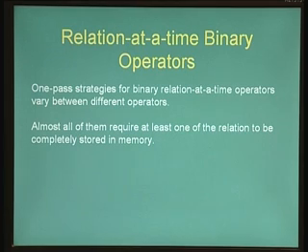Let us look at one pass algorithms for a relation at a time binary operators. One pass algorithmic strategies vary depending on what binary operator we are looking at, and almost all of the algorithms for binary operators require that at least one of the relations be read completely into memory before we start reading the other relation. And obviously if we have two relations and one is much smaller than the other, it makes much more sense to read the smaller relation into memory and iterate over the larger relation. So let us look at a few examples, which will make this clear.